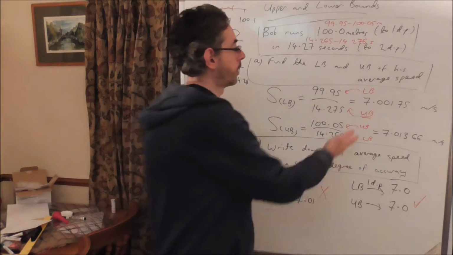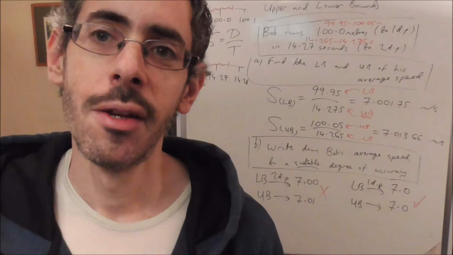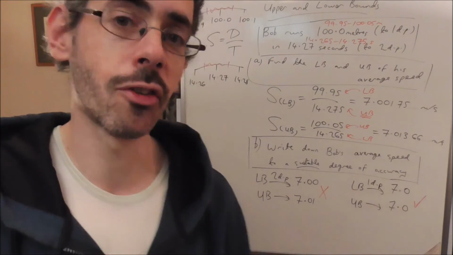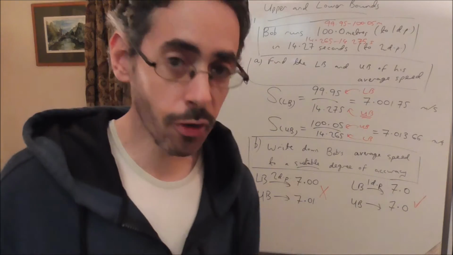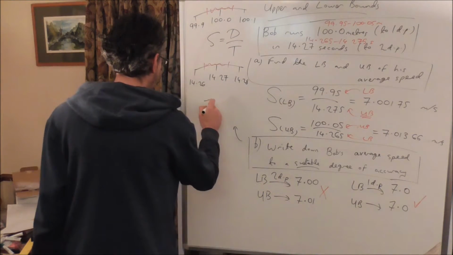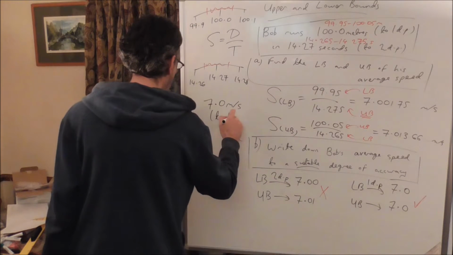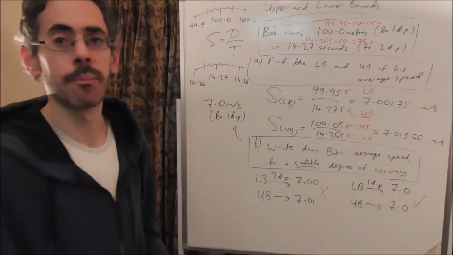So since Bob's average speed is somewhere in that range, it must also round to 7.0 to 1 decimal place. So we can be certain of his average speed to 1 decimal place, but we can't be any more certain than that. So the answer to the question is, Bob's average speed is 7.0 meters per second to 1 decimal place. That's the maximum number of digits we can be certain of. We can't be any more certain than that.